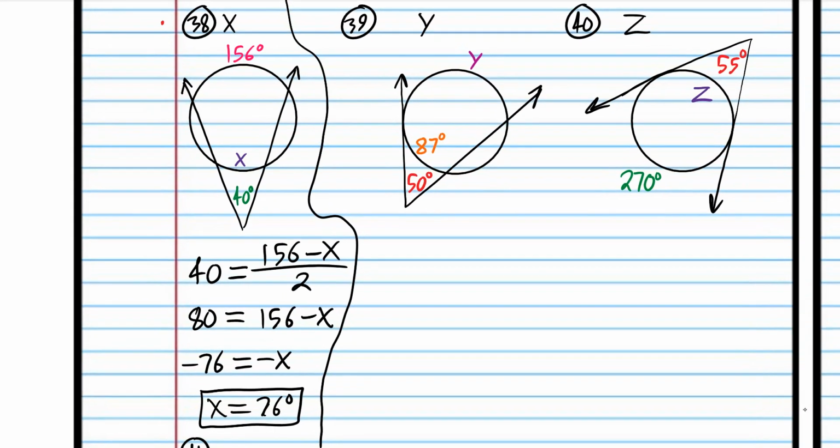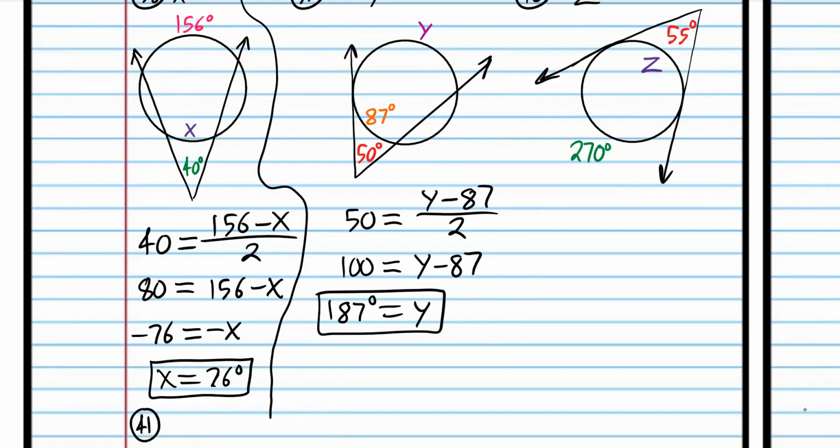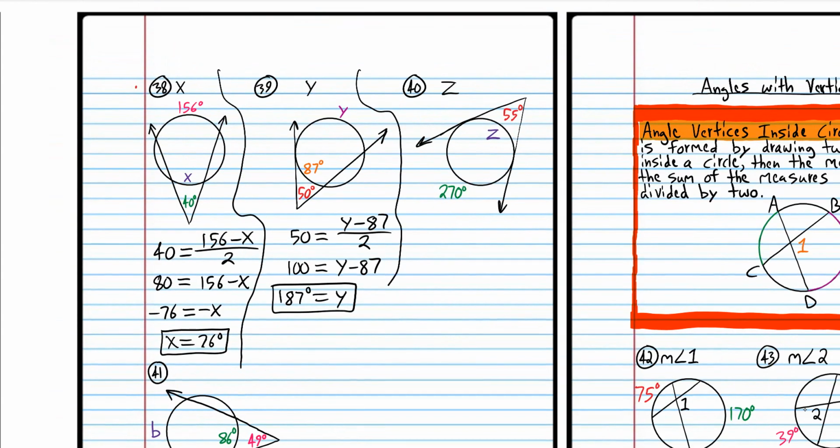Let's see here. Now, again, that angle 50, we know it equals the difference of the intercepted arcs divided by 2. Multiply both sides by 2, and you get 100 is equal to y minus 87. Add 87 to both sides, and you get 187 degrees for y. So I want you to try number 40, and when you come back, we'll do it together.